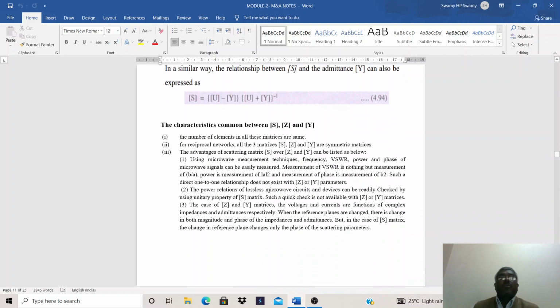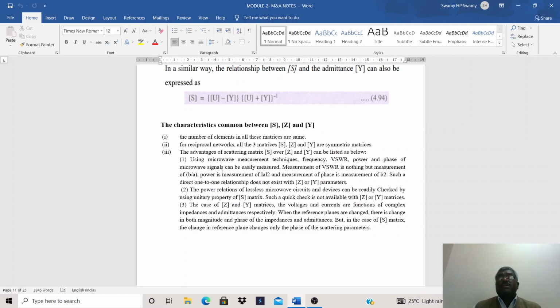The common characteristics between S, Z and Y are like this. The number of elements in all these matrices is the same. For reciprocal networks, all the three matrices S, Z and Y are symmetric matrices. The advantages of the scattering matrix S over Z and Y can be listed below. One is that using microwave measurement techniques, frequency, voltage standing wave ratio, power and phase of the microwave signals can be easily measured.